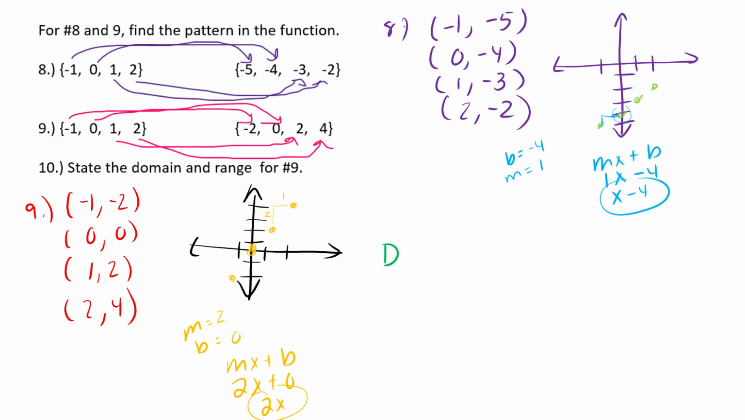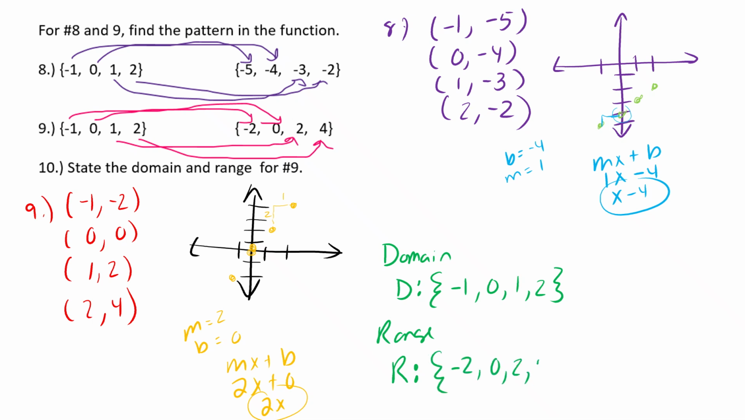The domain, so I'm going to use, well, typically I would do this, just a capital D for the domain. And my domain is the -1, 0, 1, 2. And for range, I will typically use a capital R. Open up my set brackets, and that's going to be -2, 0, 2, and 4. And this is the notation that you would use. You would use like a capital letter and then a colon, and then you would open up your set brackets, and then you would list the elements of the set.